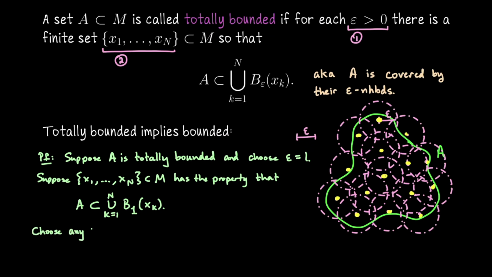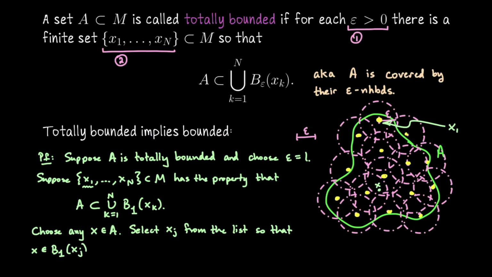Choose any x in A. I'm going to show that the distance from x to this first center point x sub 1 is a bounded quantity. In my picture, imagine x1 is this first point. And let me just drop x here. In this image, it looks like x is being covered by this neighborhood and also this one. This is an illustration of this proof. Select, how about we call it x sub j, from the list, so that x is in the radius 1 neighborhood around x sub j. So in my picture, maybe this point is x sub j.